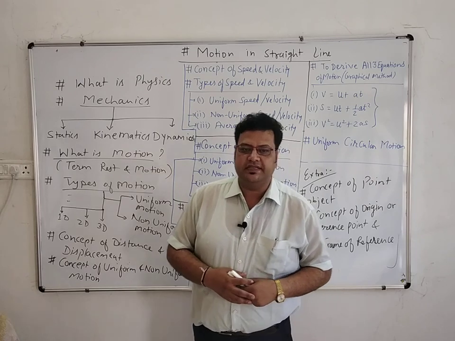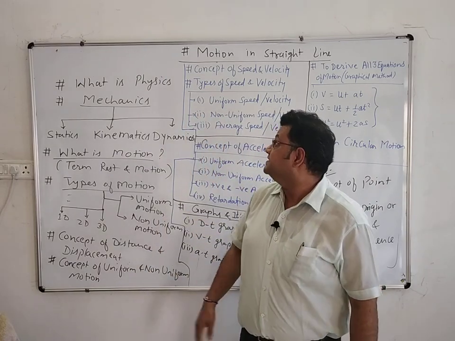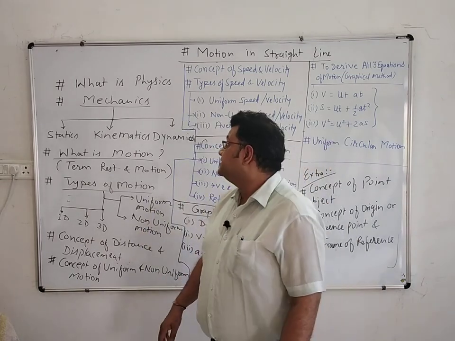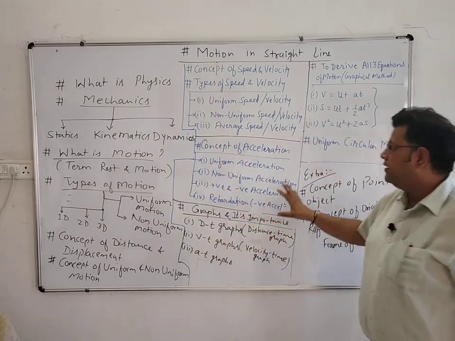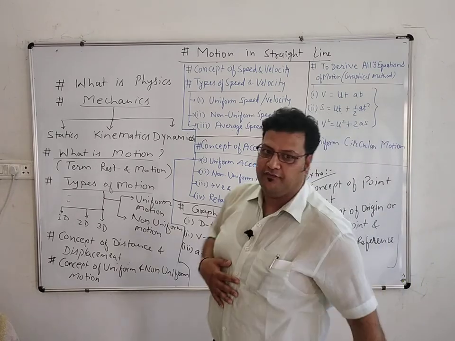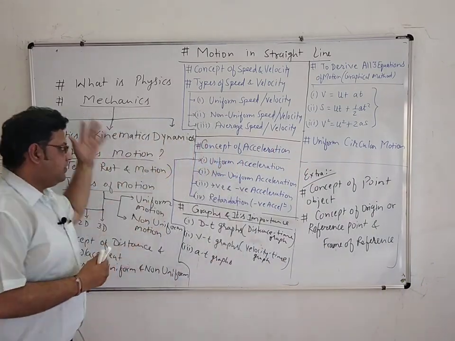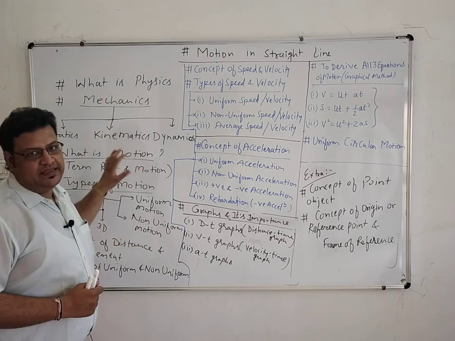So today we'll start our first chapter of class 9, motion in physics. So motion in a straight line. Before studying this, we should know what is physics. I have prepared a roadmap according to which we need to study. So how to proceed and what things are required to study in this chapter, I have already written it. So pay attention and we'll go through this roadmap.